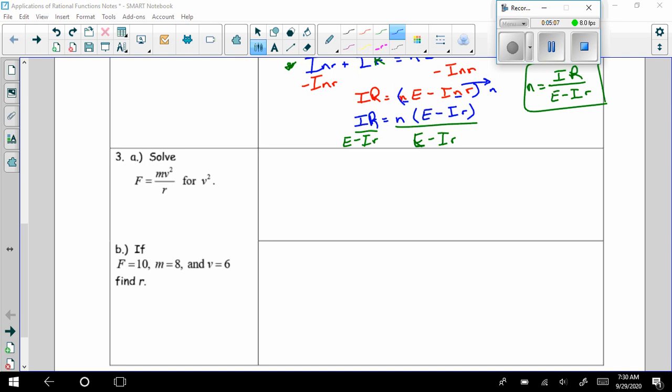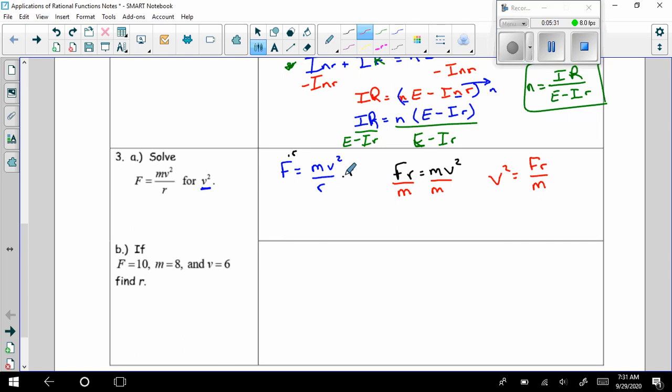All right, kind of following that same logic, use your inverse operations and solve this one for v squared. So not v by itself, you just want v squared equals what? Okay, so you can multiply by r over m and get rid of it all in one step if you'd like. I just broke it down into two. Multiply by r off the bottom so that those cancel, and then divide by m so that those cancel.